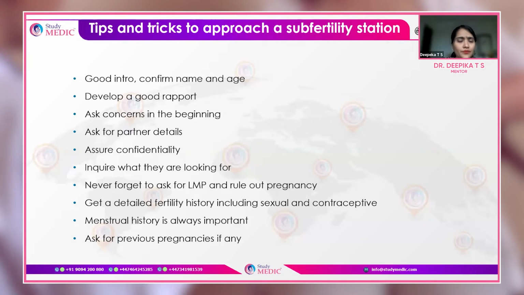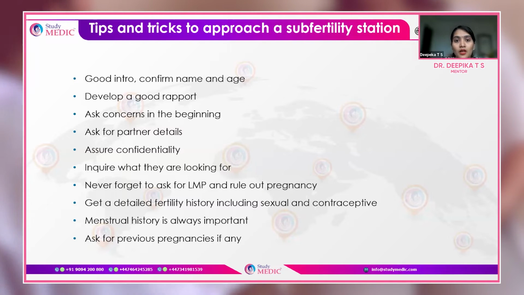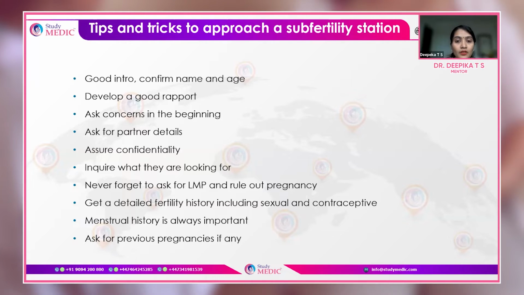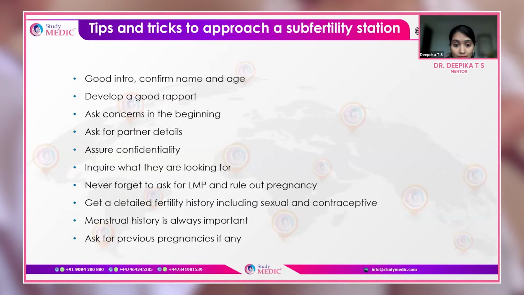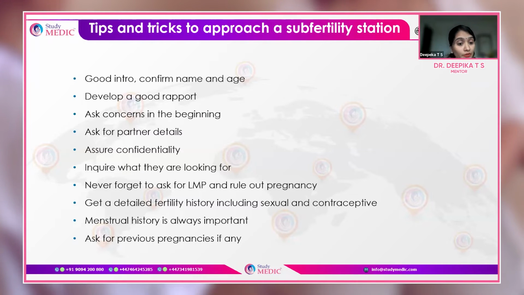Then always ask for the LMP. I've seen many candidates assume that if a woman comes with difficulty in conceiving, she has never become pregnant, or probably she may be pregnant at present. So always ask for the LMP and rule out a pregnancy. Go for a detailed fertility history, which includes how long they have been trying to conceive, how frequently they have intercourse, whether there is any dysfunction, and also whether they are using any contraception. Menstrual history is always important. Ask about the regularity, flow, any menstrual complaints, and ask about previous pregnancies, if any. Have you become pregnant so far?